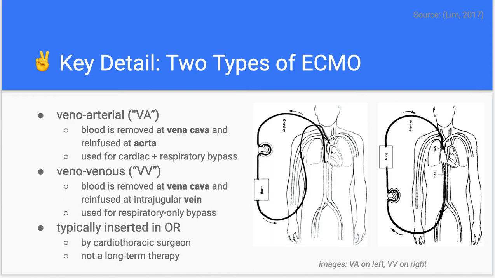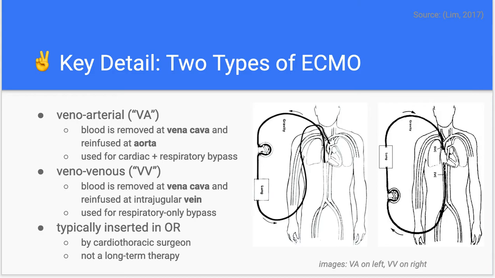Now, in order to talk about ECMO and to understand it a little bit more deeply, you have to know that there's two key types of ECMO. You'll hear them referred to as VA or VV. Basically, it's veno-arterial and veno-venous. And they're a reference to where the blood is taken out of the body and where the blood is reintroduced.